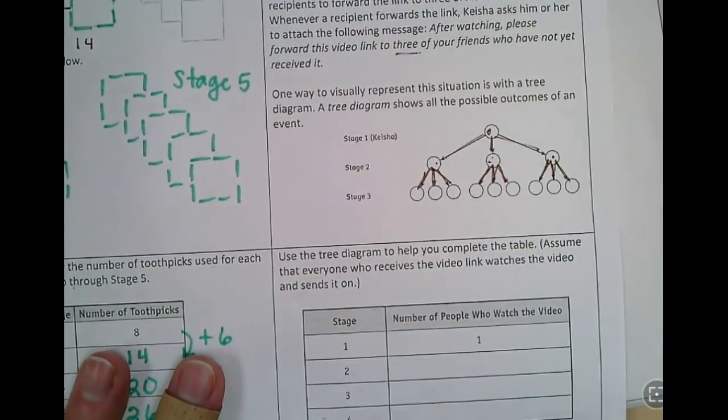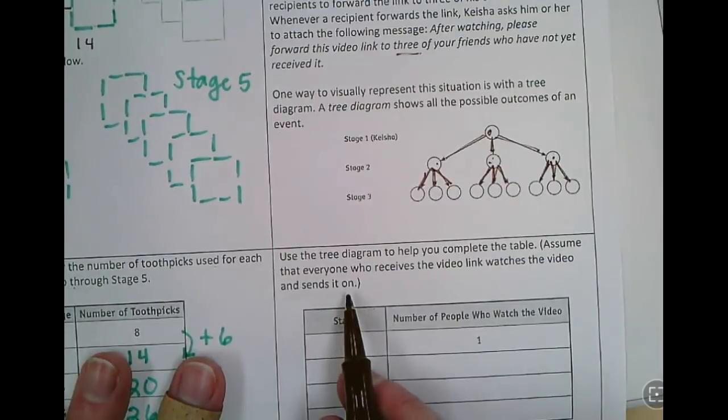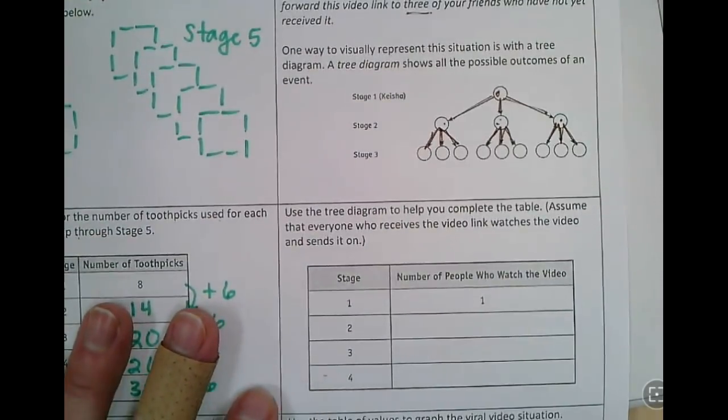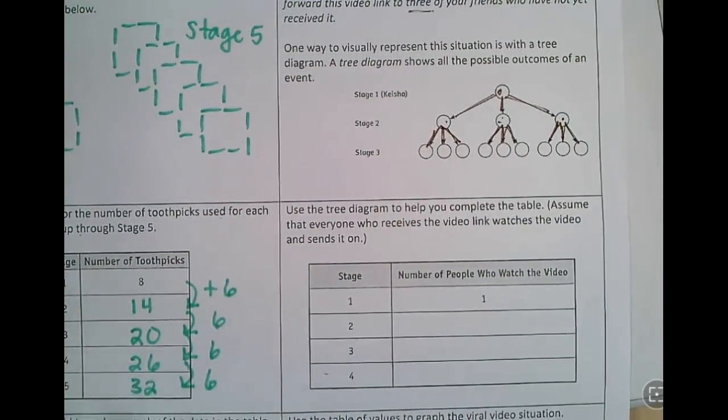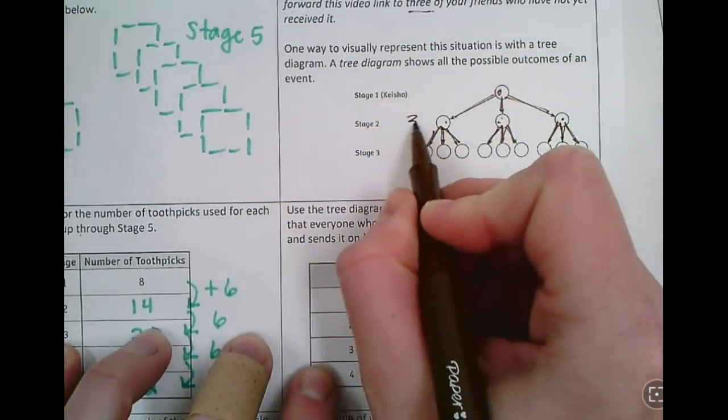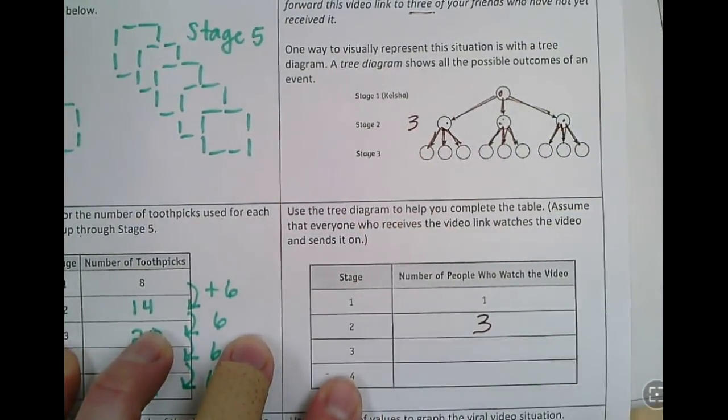Assume that everyone who receives the video link watches it and sends it on. So this is the number of people who have now watched the video. At stage 1, Keisha is the only person who has watched this video. At stage 2, 3 more people have watched the video at that stage. We're not talking cumulative here. We're just talking about the number of people who have watched it at that stage. So stage 2, her 3 friends watch that video.